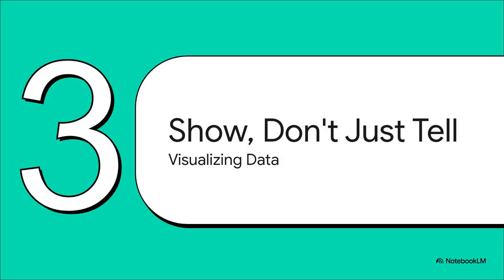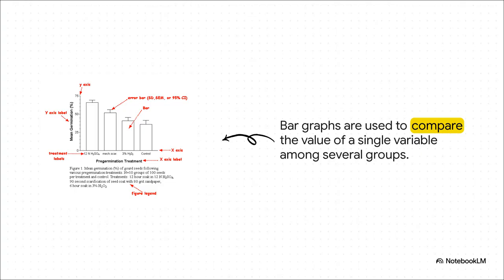Now, a huge part of that results section is about showing your data, not just telling people about it. Because a single great graph can be way more powerful than a whole paragraph of text. Let's start with the classic bar graph. This is perfect when you want to compare an average value across a few different groups. Say, comparing the height of plants grown with different fertilizers. Simple, clear, and gets right to the point.